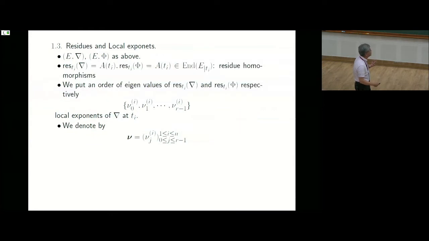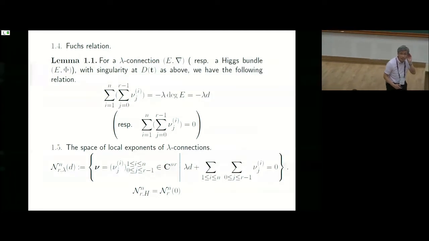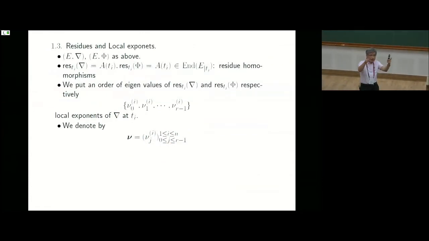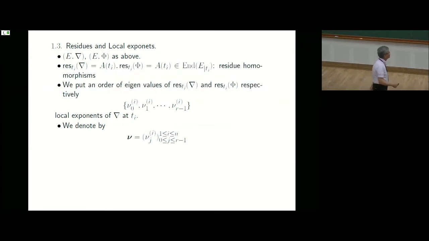These complex numbers are not independent, because we have the famous Fuchs relation. Small r is the rank of the vector bundle. A vector bundle has a rank, the dimension of the fiber. These are r by r matrices, so you have r eigenvalues. And we put the order by hand. It is not naturally defined, but we put it by hand.